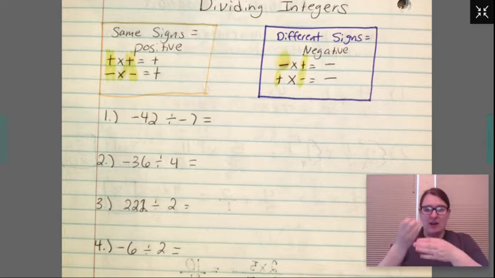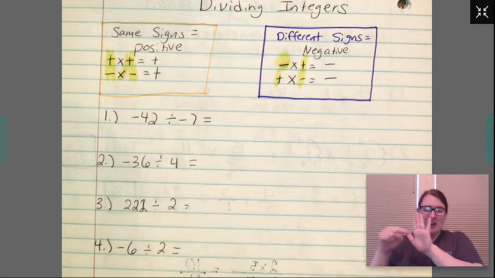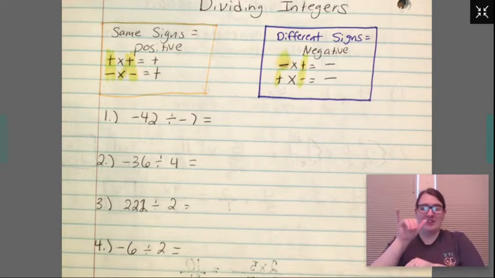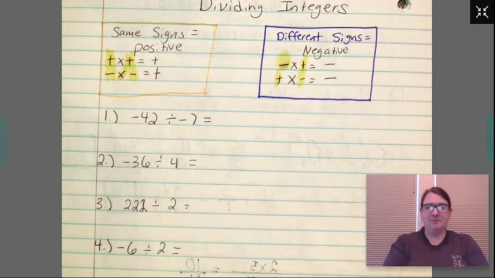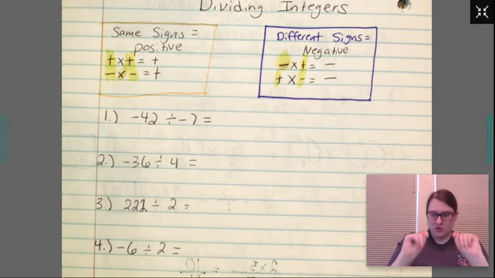First, when we're dividing or multiplying by a negative, the answer is still going to be negative. All right, so let's try.